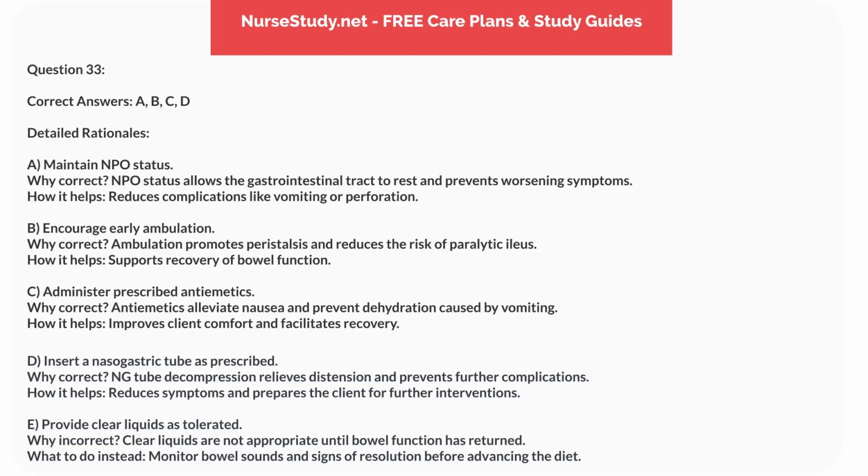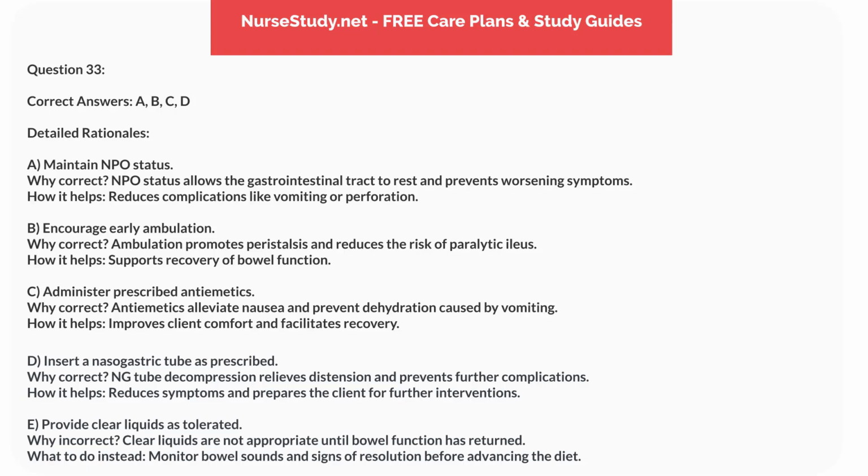Detailed rationales. A. Maintain NPO status. Why correct? NPO status allows the gastrointestinal tract to rest and prevents worsening symptoms. How it helps: reduces complications like vomiting or perforation. B. Encourage early ambulation. Why correct? Ambulation promotes peristalsis and reduces the risk of paralytic ileus. How it helps: supports recovery of bowel function.